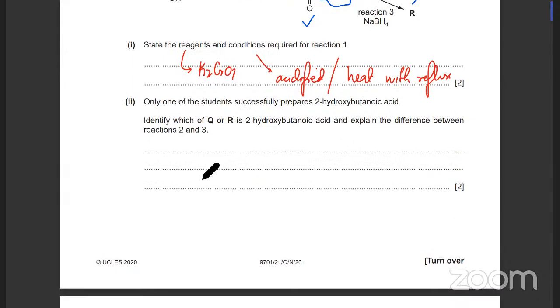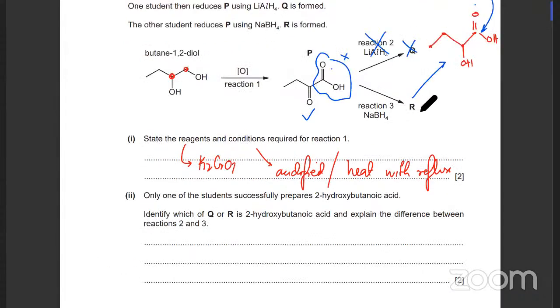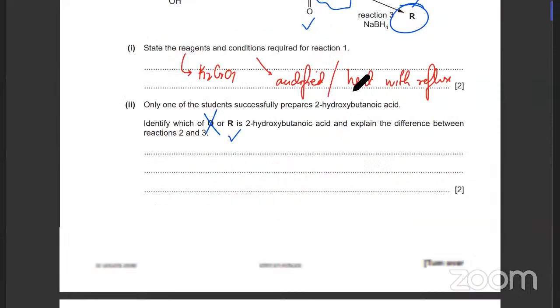So the reasoning would be the same. You're going to talk about the strength of the reducing agent, that NaBH4 is a milder reducing agent and it will not reduce carboxylic acid. That's the basic answer. One mark for this one, R. You're going to write R, that's 1 mark. And the other mark is that NaBH4 is a milder reducing agent, and it does not reduce the carboxylic acid.